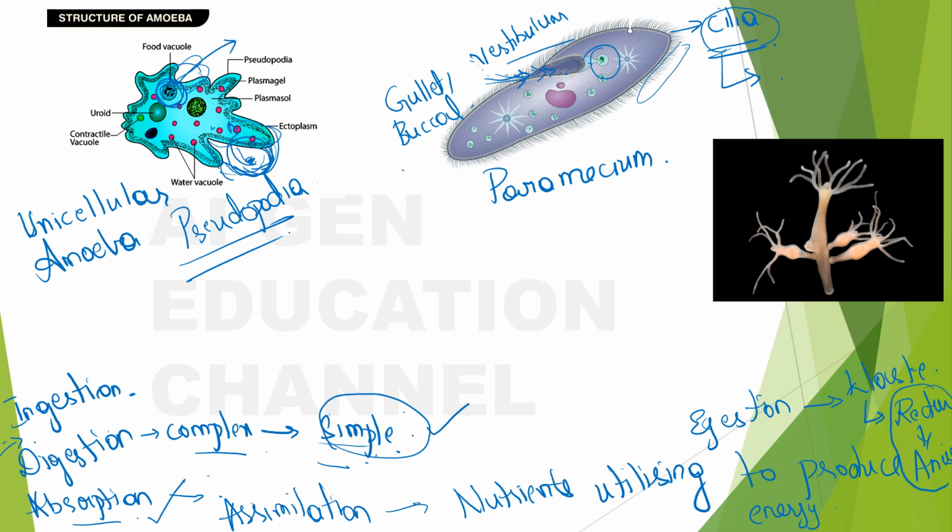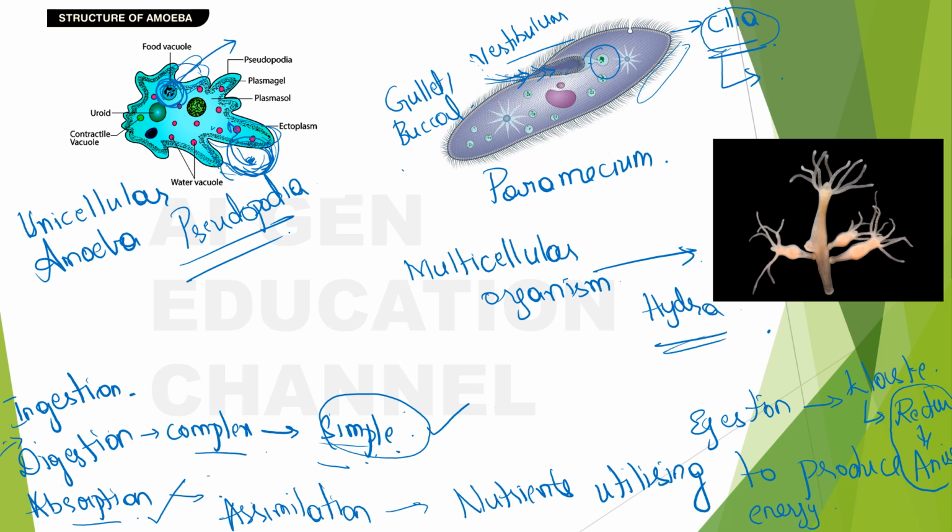We will see about one multicellular organism called as what? So these are unicellular organisms and this is a multicellular organism, okay? What is this? This is called hydra. How about hydra? How will it ingest food? So here we are concentrating on how the ingestion of the food is happening, right? Here with the pseudopodia, here with the paramecium, and here this will have tentacles.